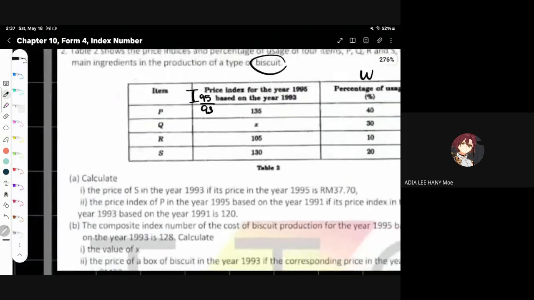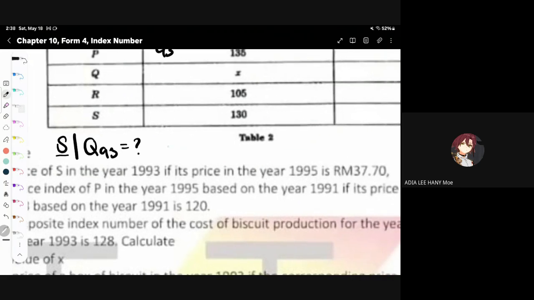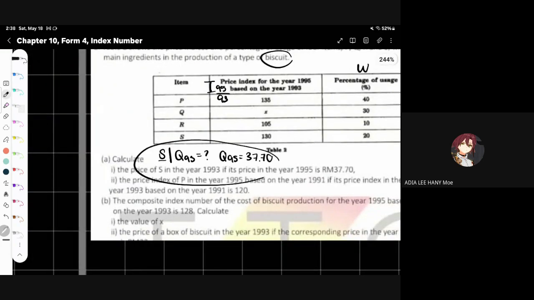So they say calculate the price. Okay, they want the price of S. So they want S. They want the price in the year 1993. So they want this one here. If the price in the year of 1995 is 37 ringgit 70 cent. You see, I'm just labeling. I'm just writing whatever I'm seeing. So they say price, they say year, they say price in the year is this one here. And we already know how to find this one here.